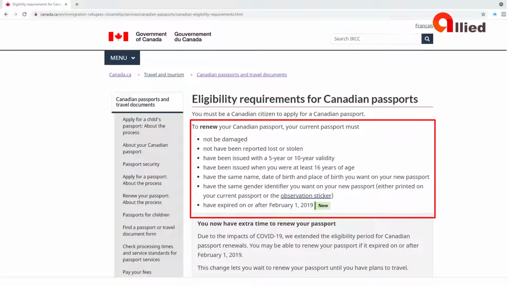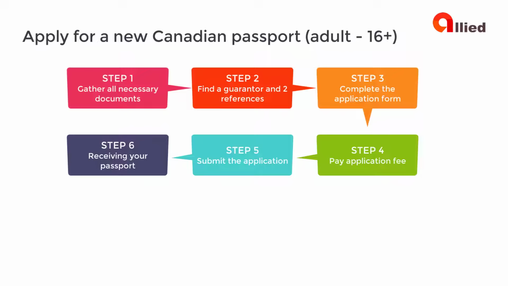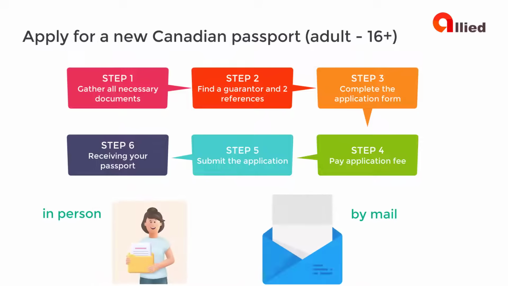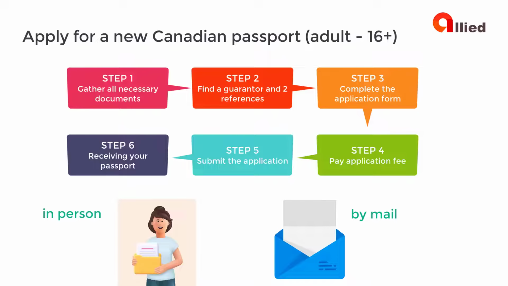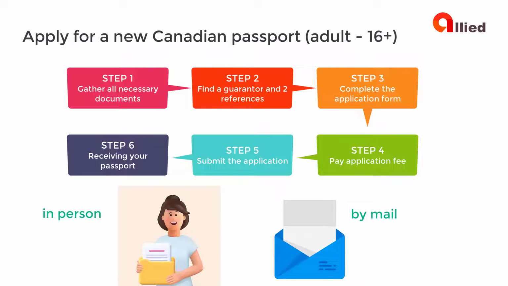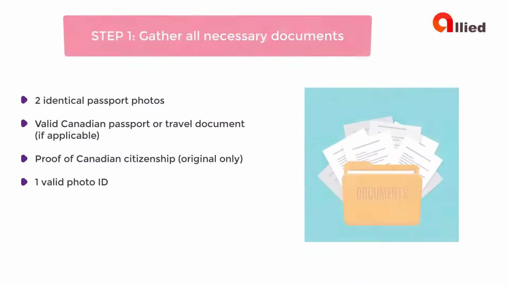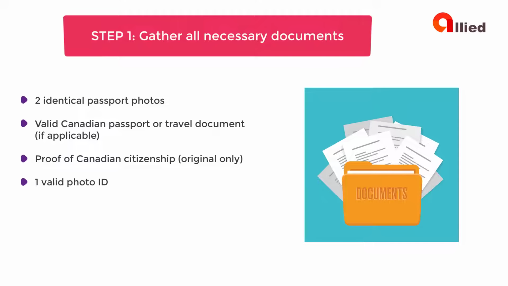Read the eligibility requirements first to find out if you should apply for a new passport or renew your passport instead. The link to the eligibility requirements to renew your passport is in the description below. There are two ways you can apply for a passport from Canada: by mail or in person. If you need your passport in less than 25 business days, select in person to make sure you get it in time. Step 1. Gather all necessary documents.